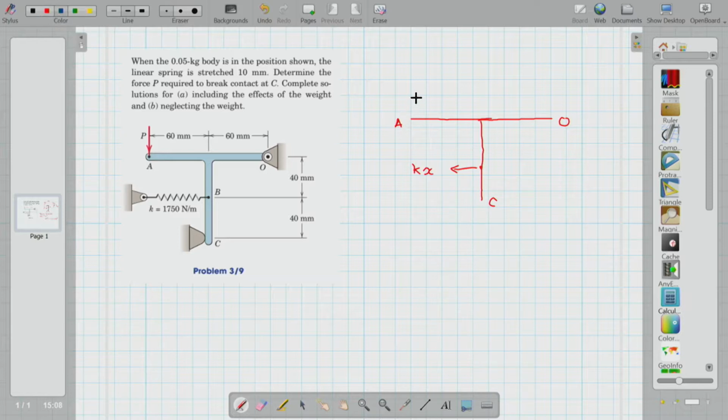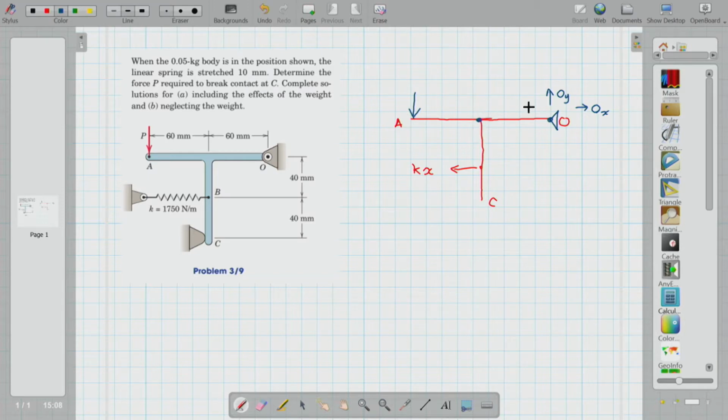There is a force P which makes it go in the counterclockwise direction. Let us say it is pinned here, so you will have reactions X and Y. It's free to rotate about this point O. So the weight of the rod acts at this point along this O.